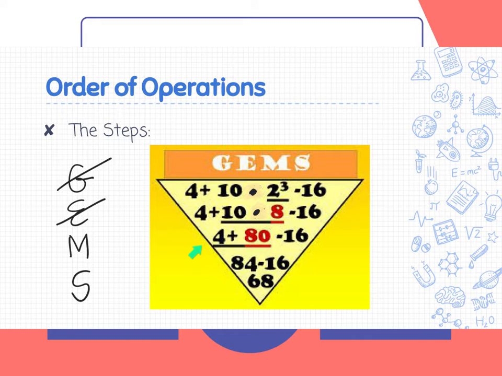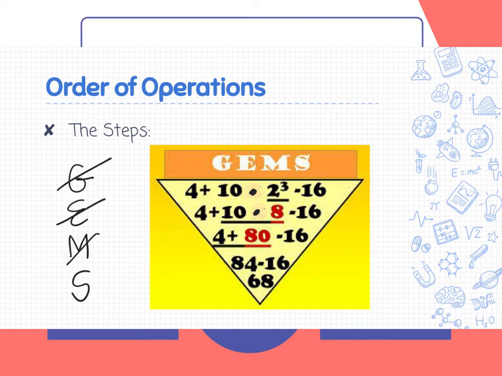Any multiplication or division? Yes. So we have to do this right here. We're going to pick it out of the middle of the problem. So 10 times 8 is 80. And then bring down the pieces that we didn't use. So 4 plus 80 minus 16.